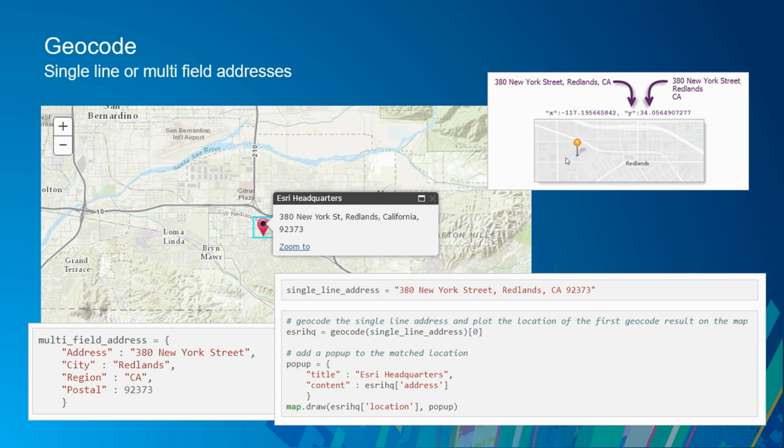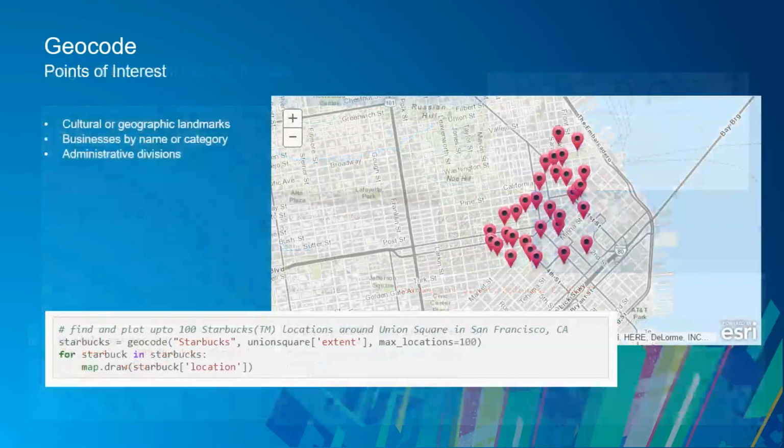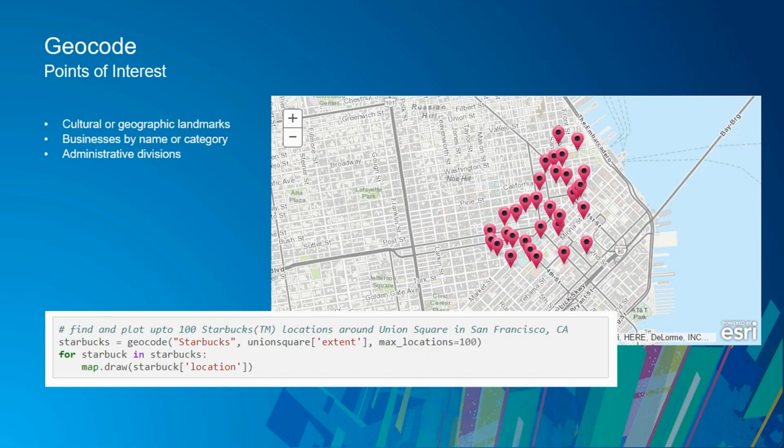And it returns back a feature set, and then you can draw that on a map or use it for additional analysis down the road. You can look for points of interest. So if you know the extent or the area you want to look, in this case, I'm interested in Starbucks, and I give my extent around Union Square, pass it in, and I can get all the locations so I can get my caffeine fix.